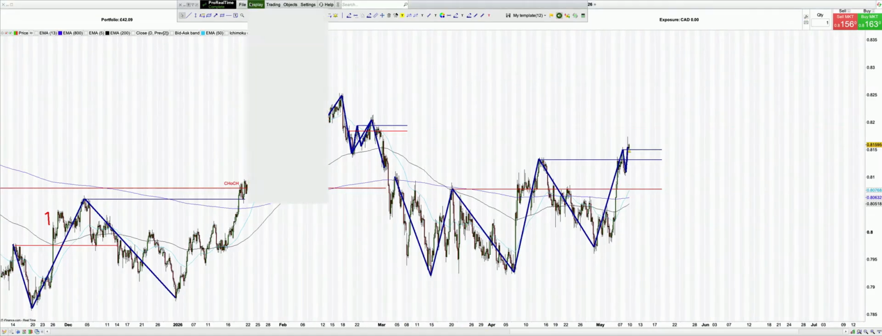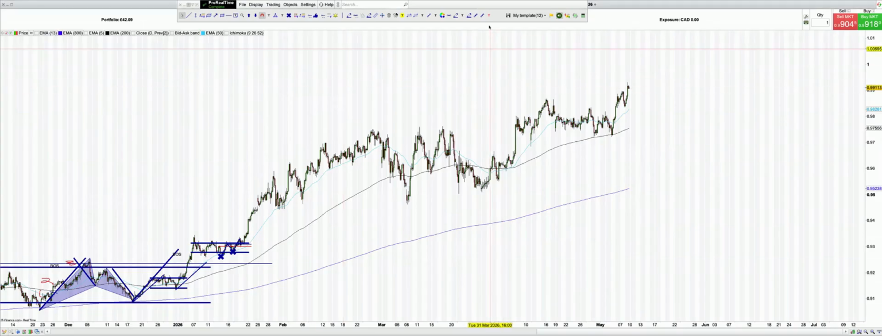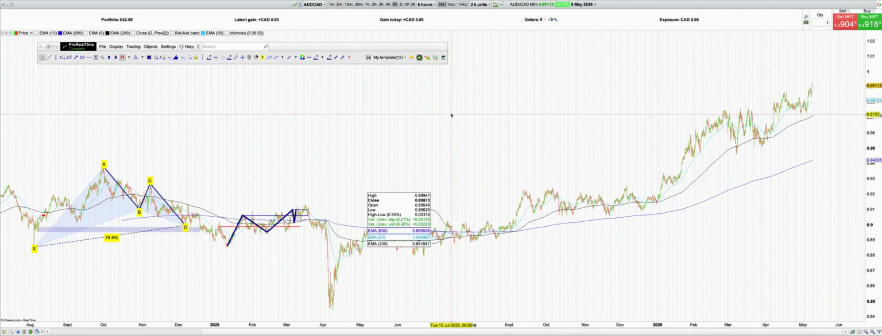So let's begin, shall we? Let's start at the top. AUD CAD. Where are we in a perceived cycle? Try and draw it out for you, ladies and gents.